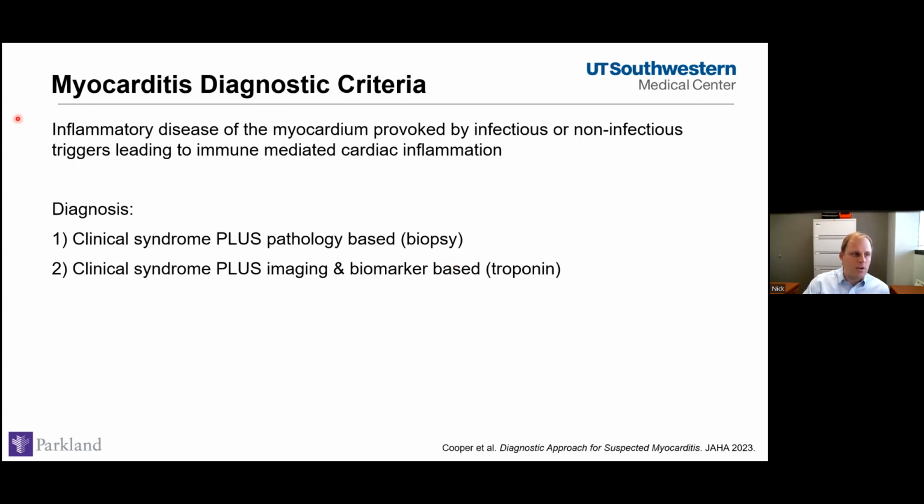Now, the contemporary diagnosis is really an inflammatory disease of the myocardium that can be provoked by an infectious cause or a different cause that leads to an immune-mediated activation and inflammation syndrome. And there's really two pathways to a contemporary diagnosis. There's the original clinical syndrome, right? Someone's presenting with chest pain, and then you go on to biopsy them, and there's pathology-based criteria. And then there's a more contemporary clinical syndrome plus an imaging and a biomarker-based diagnosis, typically an abnormal troponin, or some people will use CKMB, plus typically an MRI, as we'll touch on here.